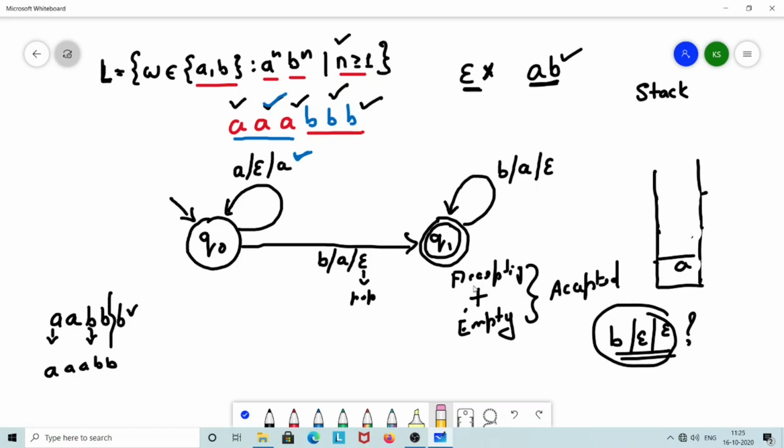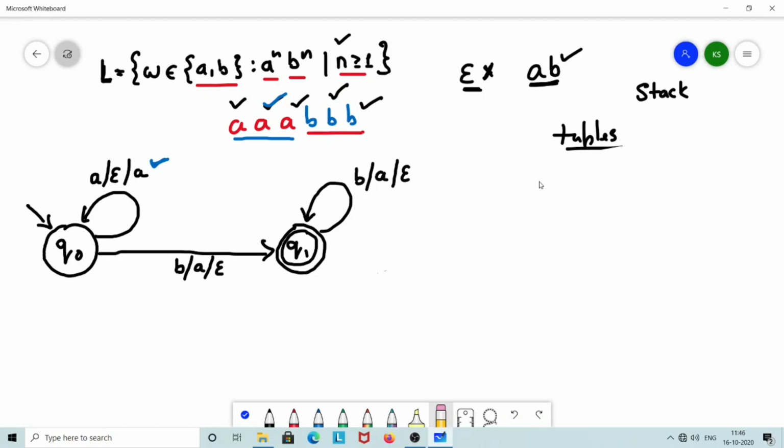And let us write the tuples for this particular PDA. Let us fill all the tuples for this particular PDA. Start with K. K, as it represents the set of states, is nothing but Q0 and Q1.